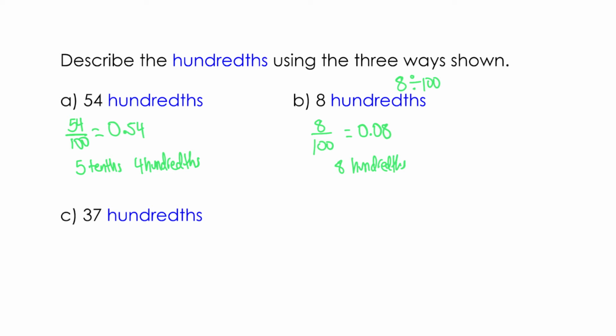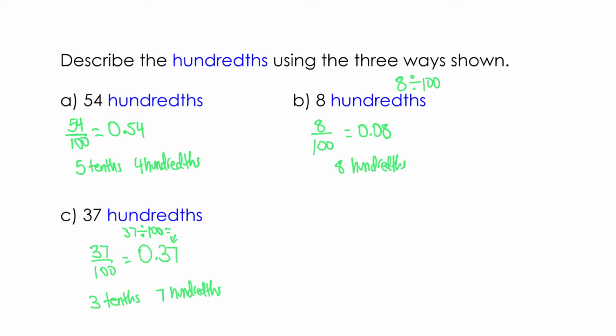Same thing. 37 hundredths, so you have 37 over 100, which is equal to 0.37. Again, if you do 37 divided by 100, numerator by denominator, you get this answer here. And the words would be 3 tenths, 7 hundredths.